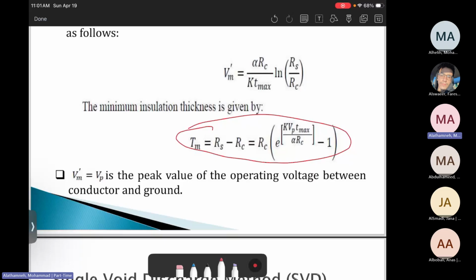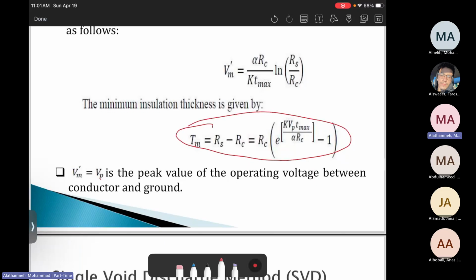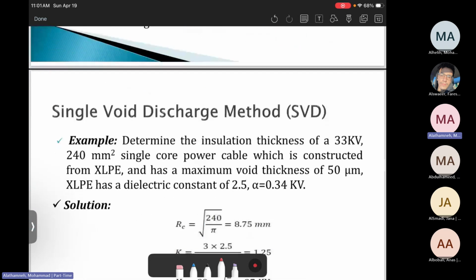Then we can calculate it such that VP is the same as VM prime, which is the peak value of the operating voltage between the conductor and the sheath.